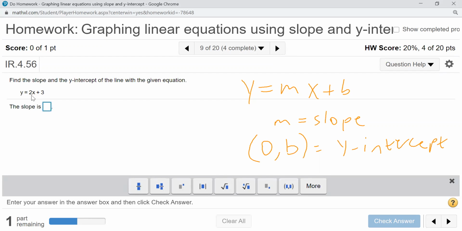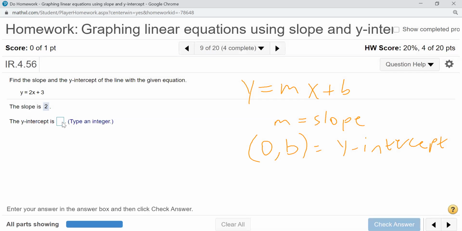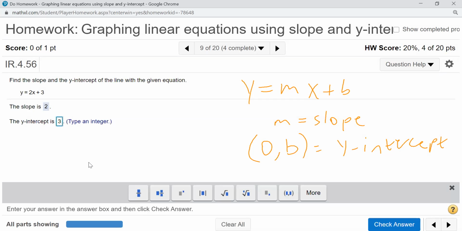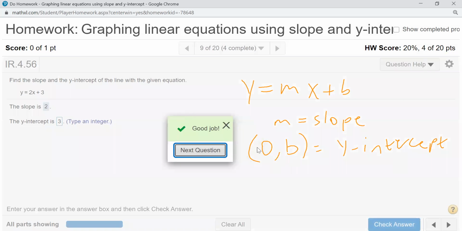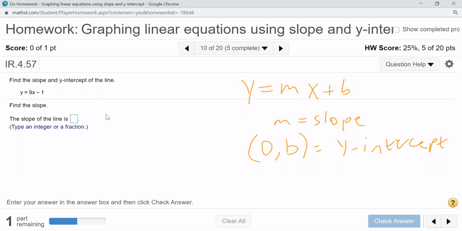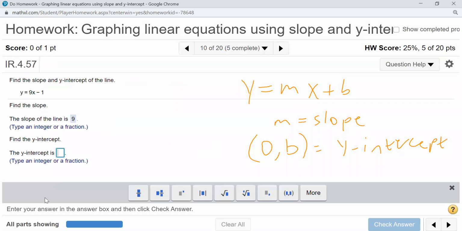The slope of the line, well, 2 is in front of the x here. So the slope of the line is 2. The y-intercept, yeah, it just wants the b part, which is 3. Although to be formal, the y-intercept is the coordinate 0, comma b. So these ones are pretty straightforward. The slope, well, we got a 9 in front of the x, so 9. The y-intercept, now this is minus 1, so it's negative 1.